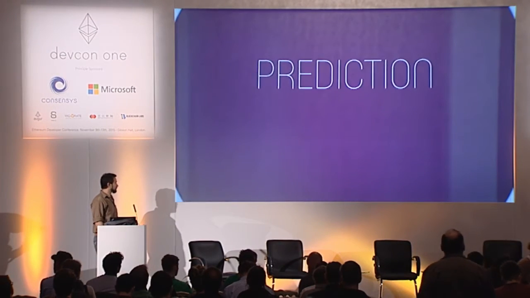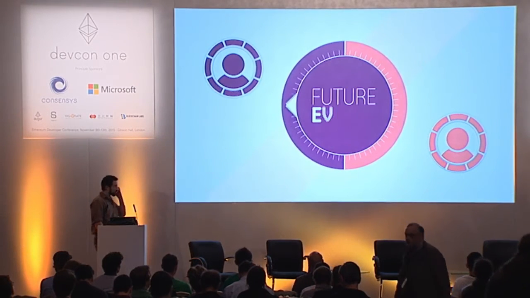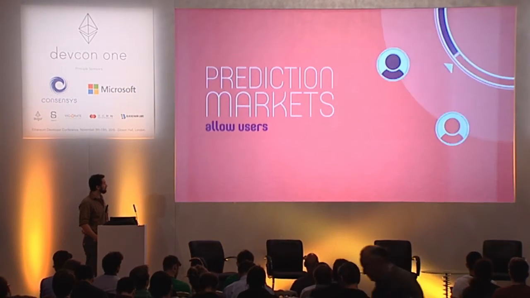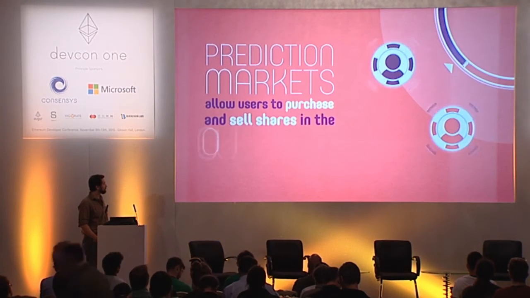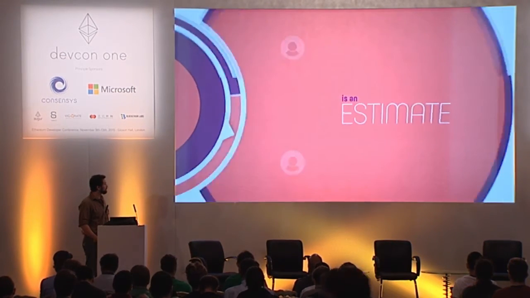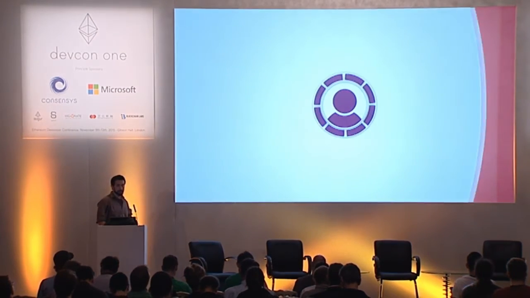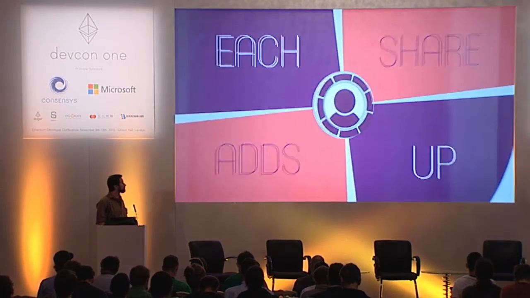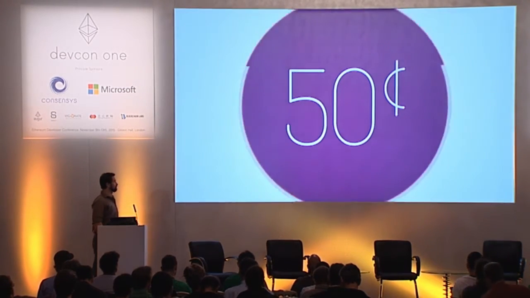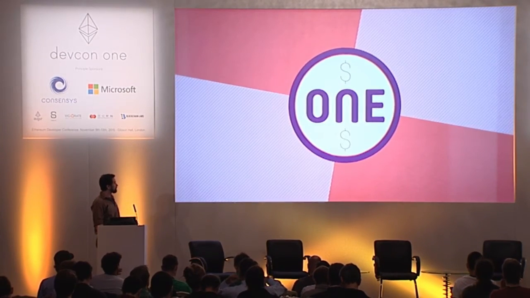Augur is a prediction market platform that rewards a user for correctly predicting future events. Prediction markets allow users to purchase and sell shares in the outcome of an event. The current market price of a share is an estimate of the probability of an event actually occurring. The prices of each share add up to $1, so if you buy a share at even odds, it will cost you 50 cents. If you end up being right, you'll receive a dollar for that share.